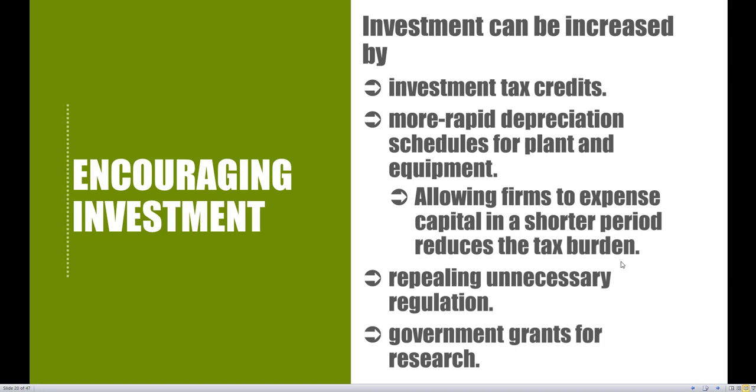So all of these tie into the idea of the government providing ways in order to encourage investment, and that's going to lead to supply-side fiscal policy, shift our LRAS curve over to the right, and that can lead to economic growth.